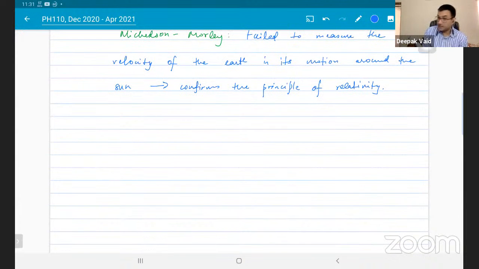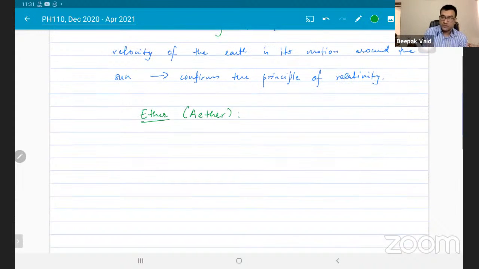Now, there is another thing that the Michelson-Morley experiment was trying to do, which is that it was trying to detect the presence of something called the ether, spelled with an E at the beginning, ether. So what is ether? Any of you know what ether is in common usage?